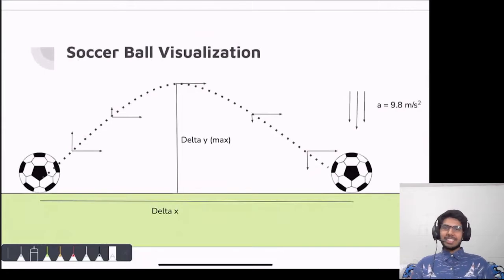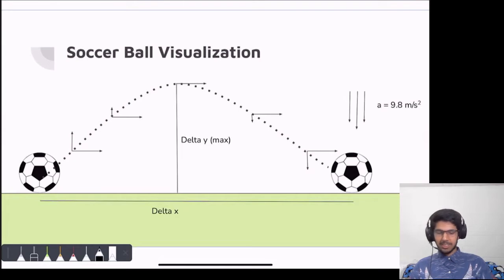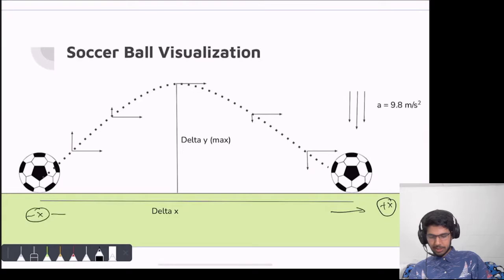So here we have this nice visualization of a soccer ball. We can see that the soccer ball flies through the air, and it's traveling in 2 dimensions, right? It's not just traveling along a line from one point to another. It's flying through the air along this dotted line path. And so we have an x direction and a y direction. For simplicity, I'll just say that this is the positive x direction as we go this way. This is the negative x direction as we go this way. This is the positive y direction, and this is the negative y direction.